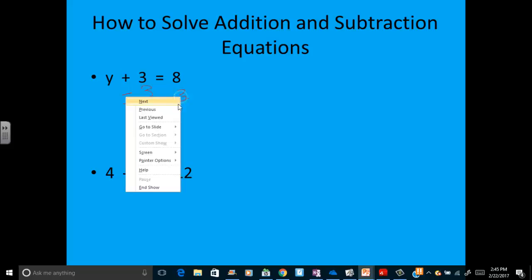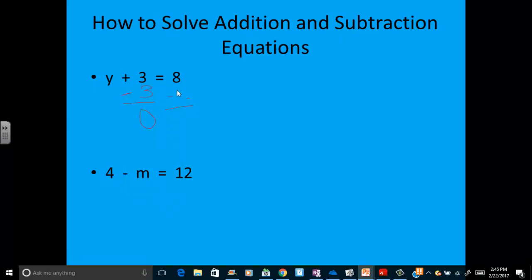Then on the left side of the equation, all I have left is y. And on the right side of the equation, I have 8 minus 3, which is 5. Therefore, y equals 5. That's what we've solved y as. Let's check our answer. We have to fill in our answer with the variable. So 5 plus 3 equals 8, which makes the equation true. Sorry, my handwriting's so messy. I haven't done this in a while.